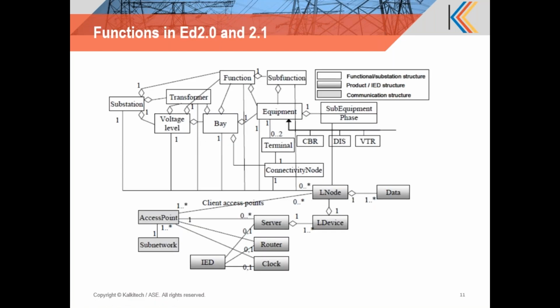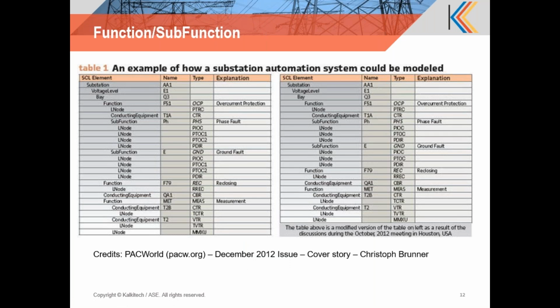In edition 2, it has been expanded a little bit more, so that you can have functions and subfunctions under the voltage level and the bay as well. You can see the new arrows that have been added here, which give us a little more flexibility in adding functions and subfunctions. How do you use this? This is an example taken from a paper on PACworld. You can see this example here.